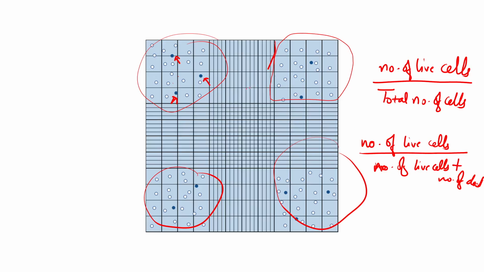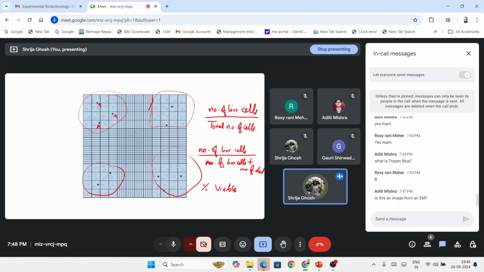So that will give us the viability, and if you multiply it with 100, you will get the percent viability. So how viable is my sample? If I get like 90%, that means out of 100 cells, 90 cells are live and 10 cells are dead. So that is what we mean by viability assay.